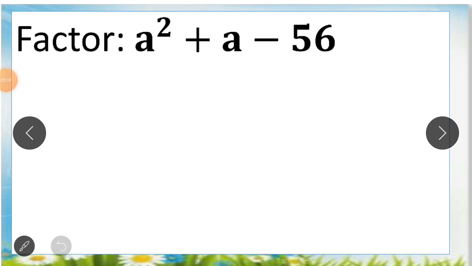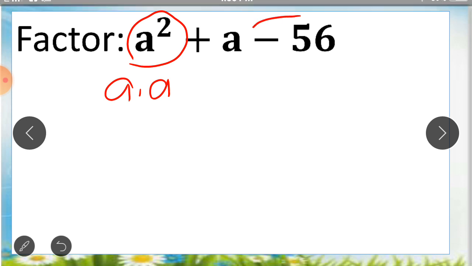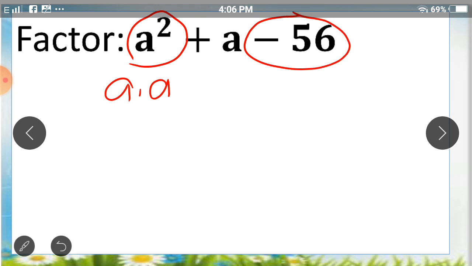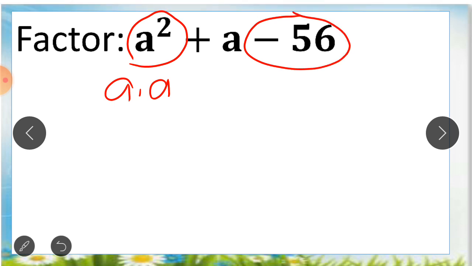So the first step is to factor the first term. The factors of a squared is a times a. I told you that I'm going to teach this in Tagalog. Okay, so the factors of a squared is a times a. Then you're going to factor the last term also. The last term is 56. The factors of 56, we have many factors for 56. Number 1 is 56 times 1.